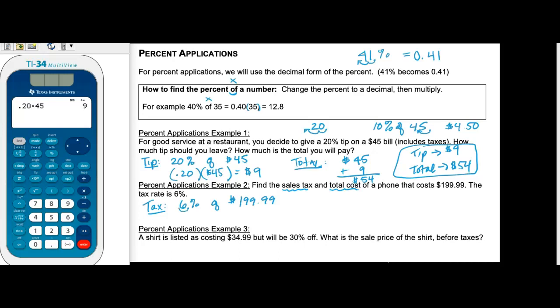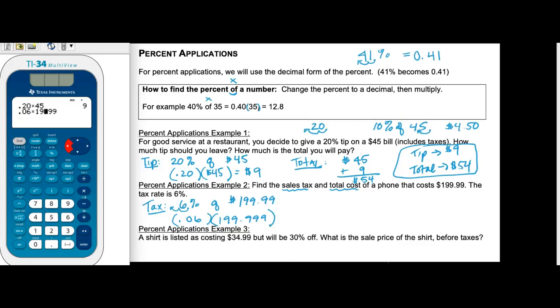So I move my decimal 2 spots to the left. So 0.06, of means times, and then $199.99. And then I come over here to my calculator, 0.06 times $199.99.